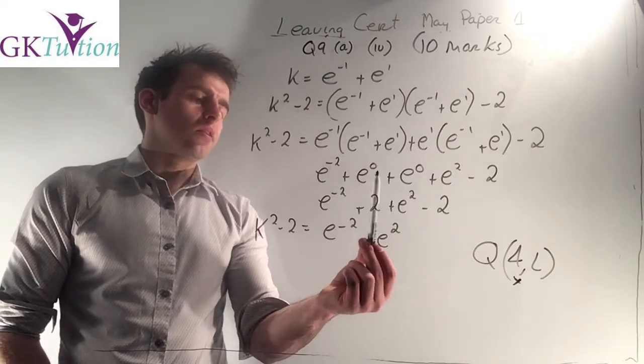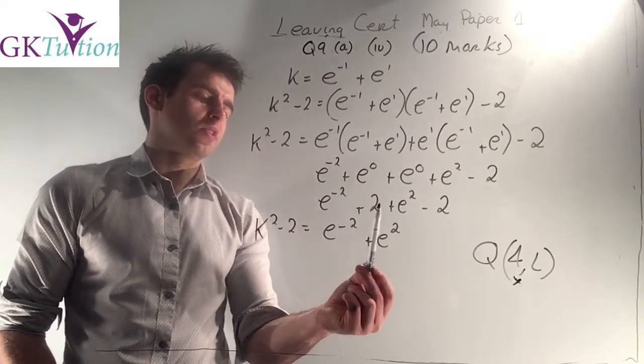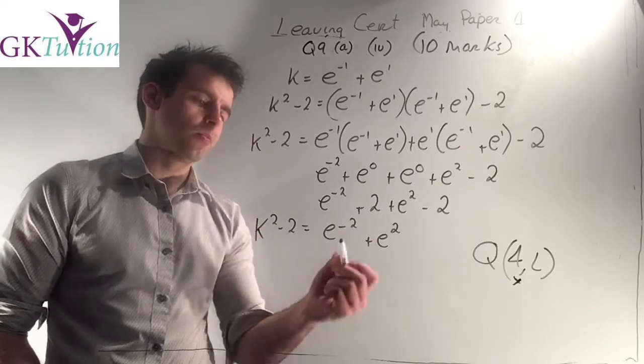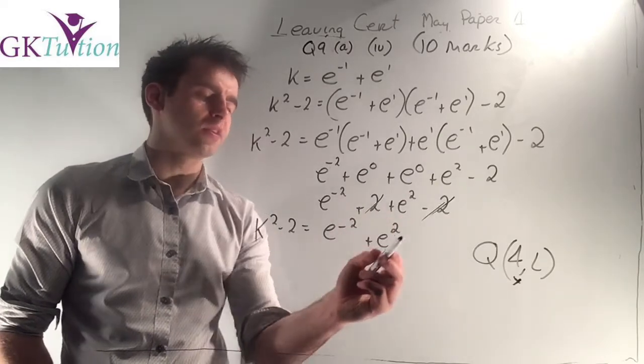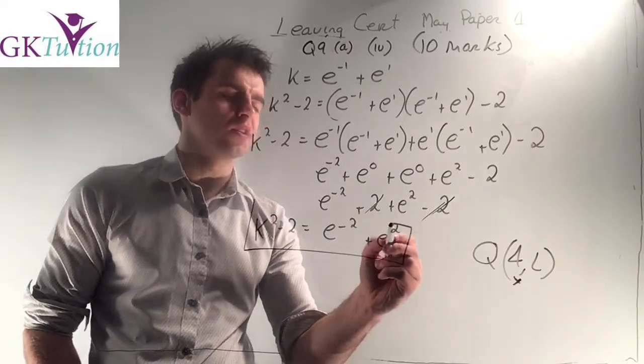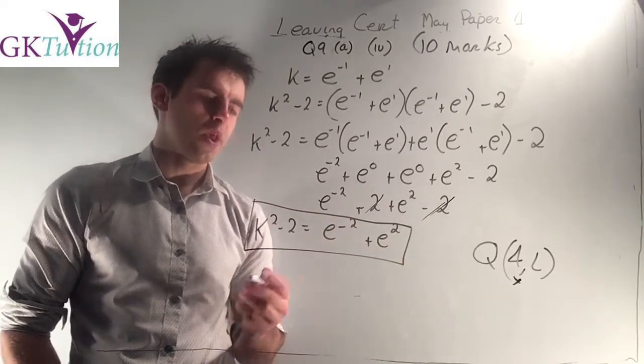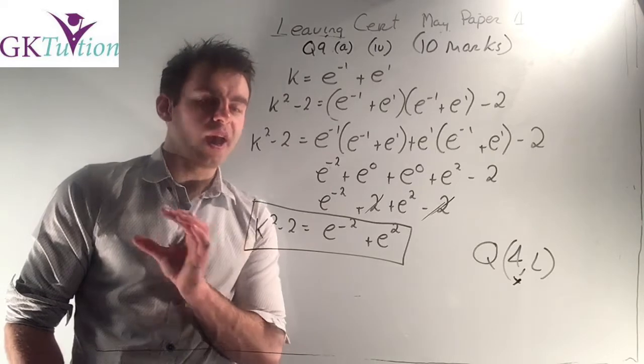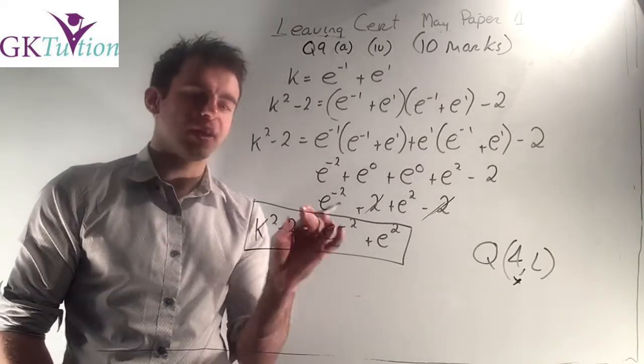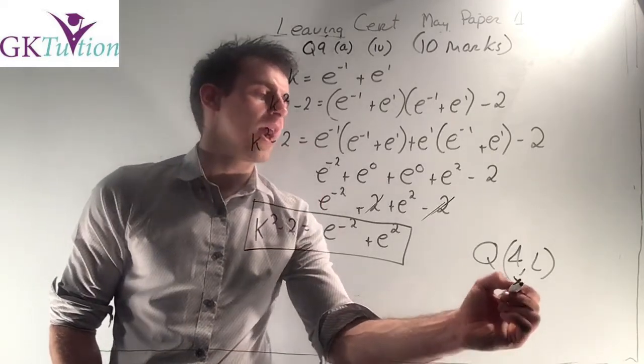Now e to the 0 is 1, and that's also a 1. So the two middle terms just become 2. And then the plus 2 and the minus 2 cancel, which means that k squared minus 2 is just e to the power of minus 2 plus e to the power of 2. That's going to be my answer. But I haven't actually even attempted the question yet. The question was to find L.